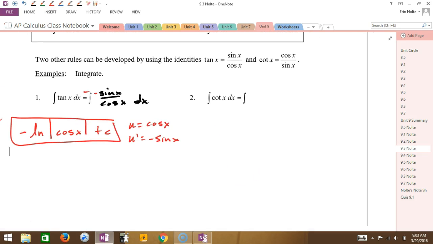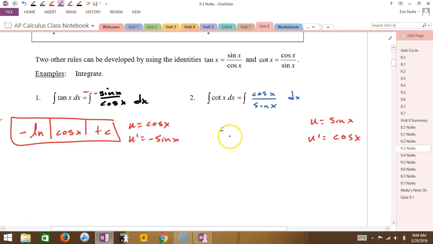Okay, so let's do number 2. The cotangent is equivalent to cosine over sine. If we do the u piece on this, the u is the sine of x. What's the derivative of sine? Cosine. So the u derivative is the cosine. Is cosine of x exactly the same as the top? Yes. So in this scenario, I can go straight to my integral using rule number 14. What is the integral of this? Natural log of the absolute value of the sine of x.